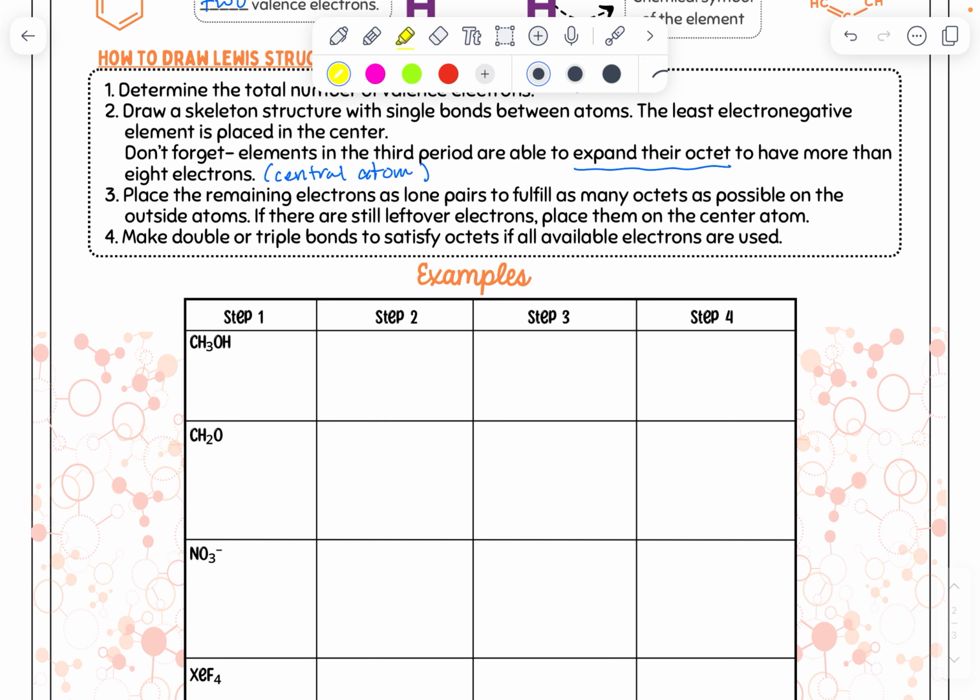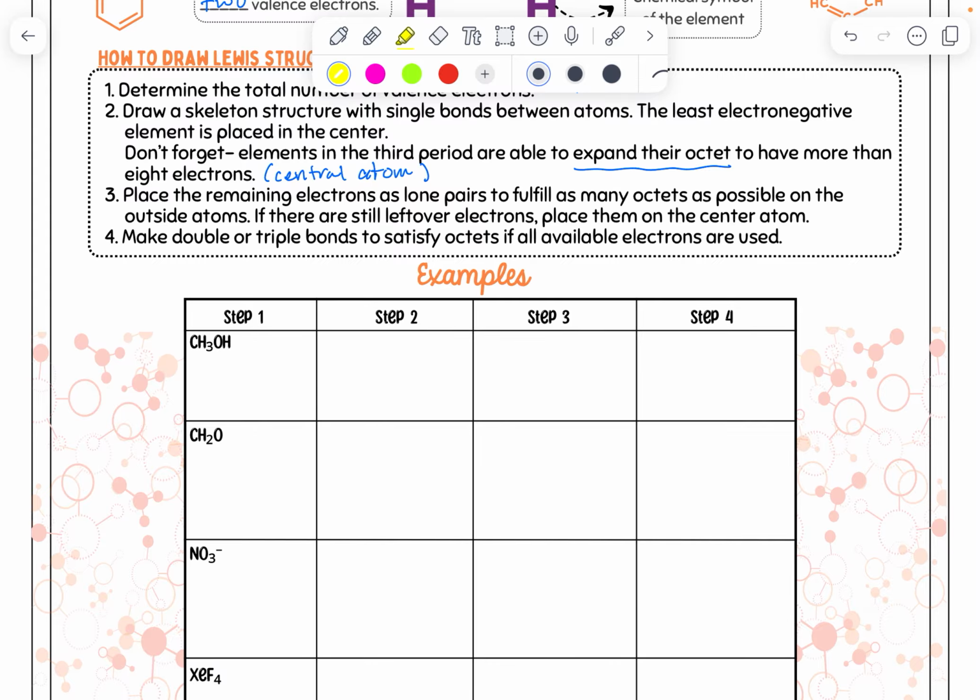We're going to place the remaining electrons as lone pairs to fulfill as many octets as possible on the outside of the atom. If there are any leftover electrons, we're going to then place them on the central atom. And then we're going to make double or triple bonds to satisfy octets if all available electrons are used. So what does this mean? Let's give an example. So our first one is CH3OH, okay?